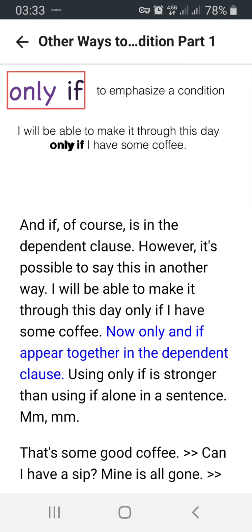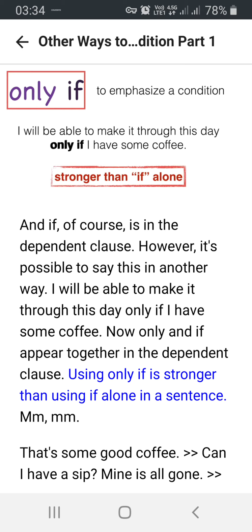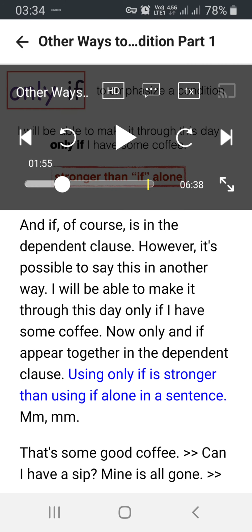Now, only and if appear together in the dependent clause. Using only if is stronger than using if alone in a sentence.